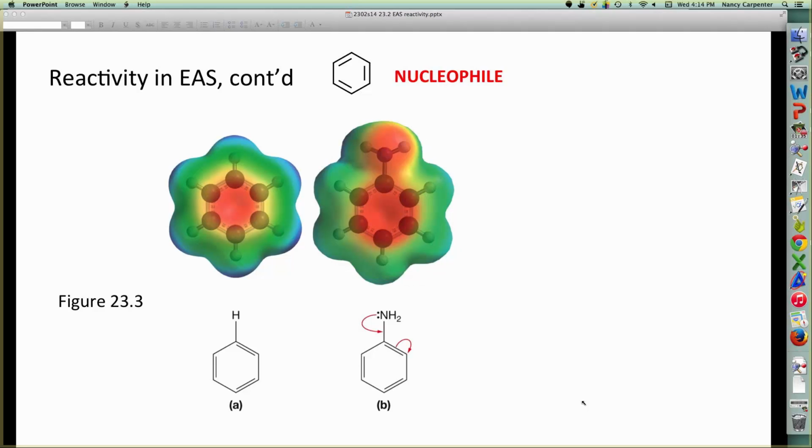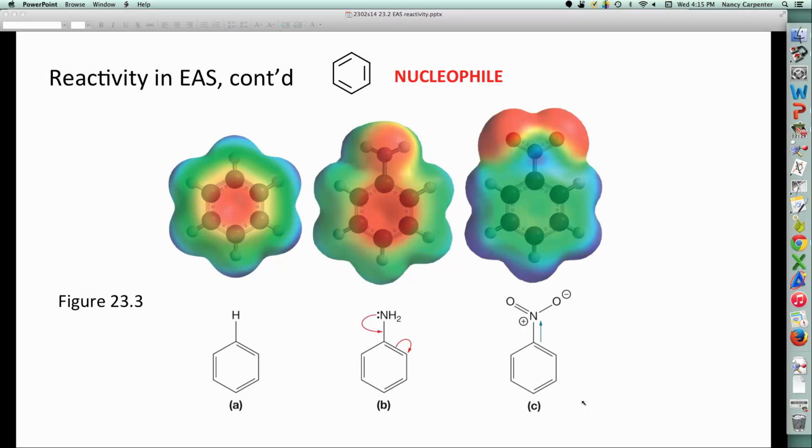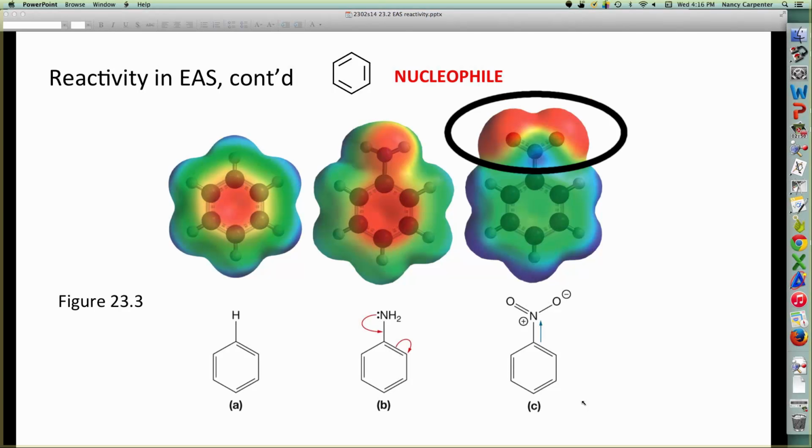Well, what if we look at something that we think is electron withdrawing, like the nitro group? As I mentioned before, the nitro group is about as electron withdrawing as you can get. And look at that intense blue. Look at how that nitro group is pulling all the electron density out of the ring and basically funneling it all the way towards those oxygens. I mean, that's a pretty dramatic change.